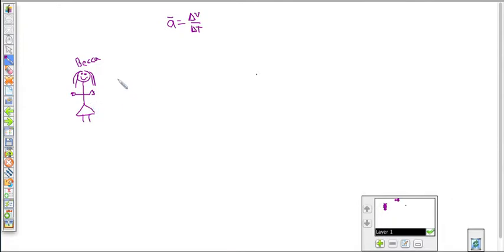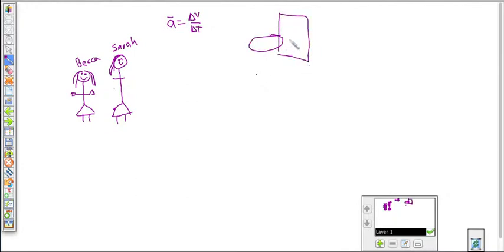And let's say that there's another lovely girl. And let's see, we'll make her a little bit taller. And let's call her Sarah. And both of these are extremely lovely girls. And let's say that these two girls are playing basketball against each other. Okay, and so here's our hoop right here, and there's a backboard and such.